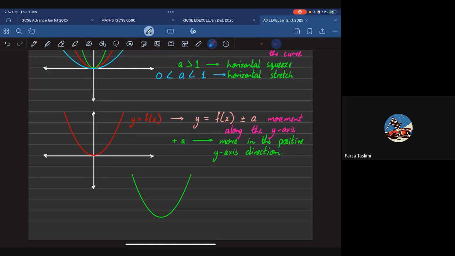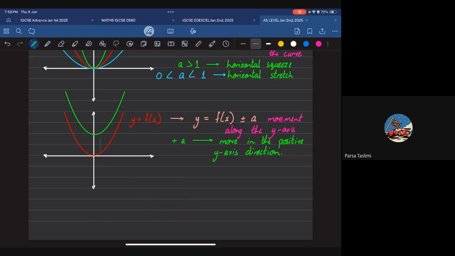So if you're adding, it's going to move in the positive y-axis direction. Where is that? The positive y-axis direction is obviously upwards. Your entire curve is just going to be lifted upwards like this. But the main question that you guys should ask is, how do we know how much to move?